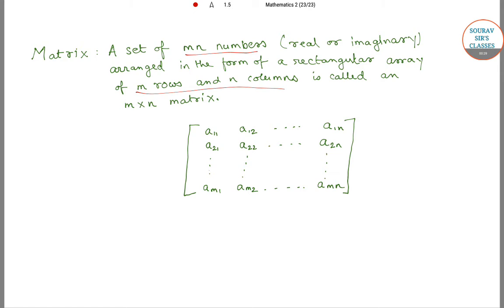An m by n matrix is usually written as A is equal to A11, A12, and so on till A1n, like this. Now in a compact form, the matrix is represented as A is equal to Aij, m cross n, or A is equal to Aij. These numbers A11, A12 and so on are known as elements of the matrix.